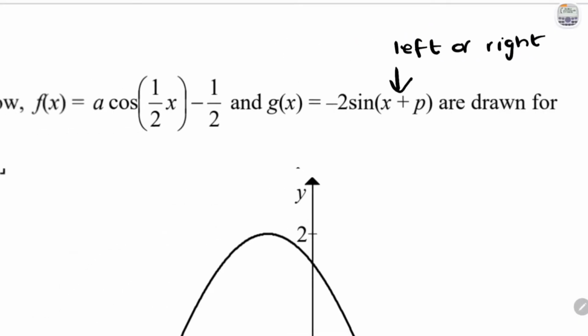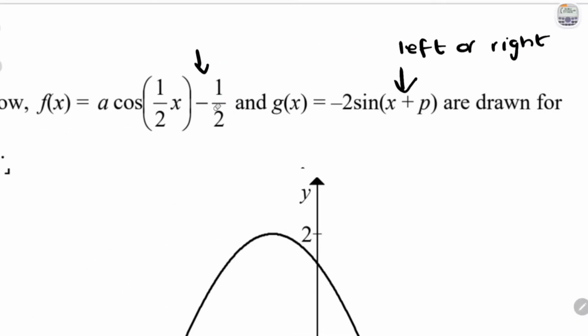But as for this one, we can see that this is moving a half unit down, you see, because you're taking the function and you're subtracting by that. You're not doing that to the x. So this one is moving down.